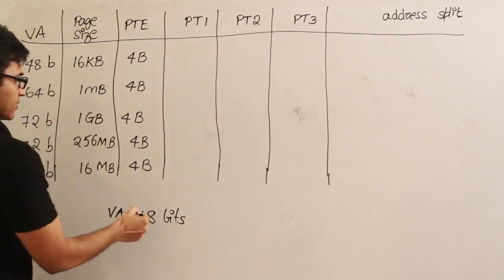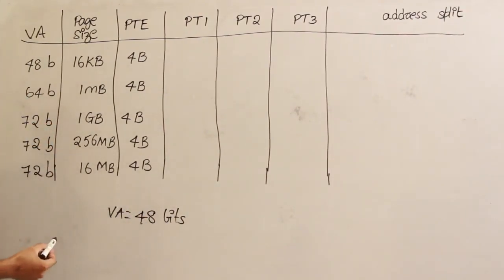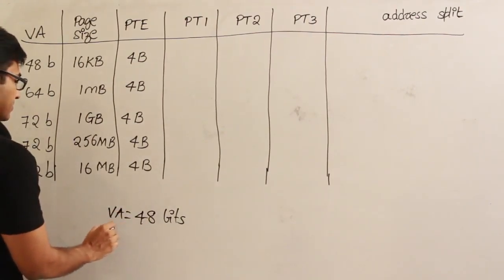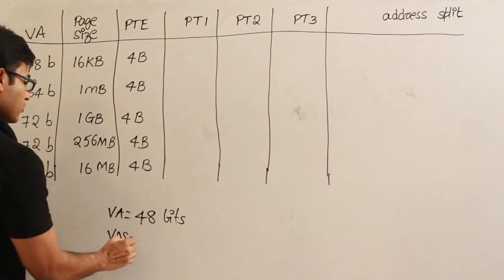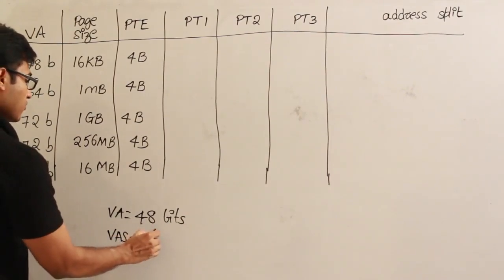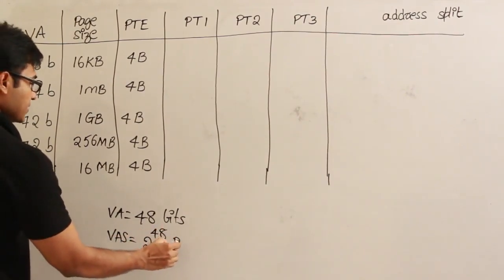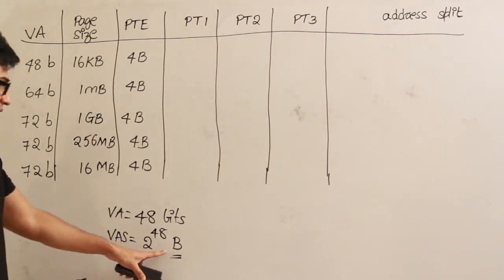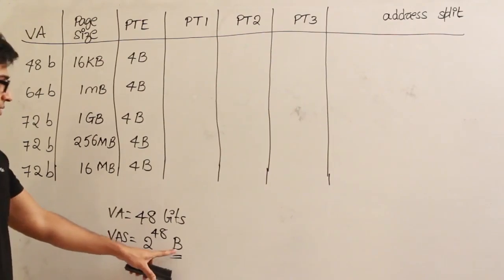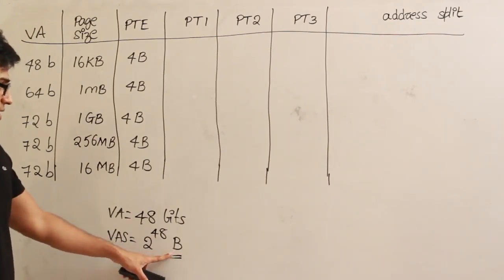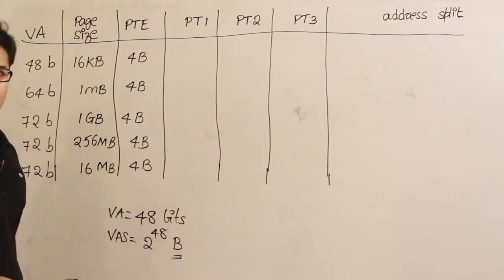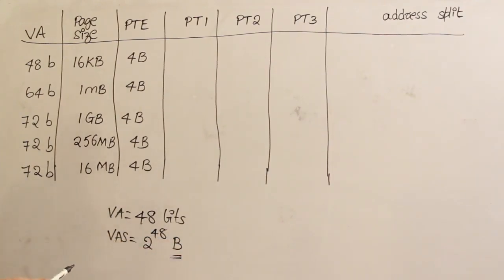So virtual address space is given as 48 bits, right? Therefore, virtual address space is going to be 2 power 48 bytes, because it is byte addressable. Byte addressable means each word is a byte. So since it is byte addressable, I am going to write it as 2 power 48 bytes. If it is word addressable, and word is 4 bytes, then I have to write it as 2 power 48 words, and then later convert it into bytes, right?